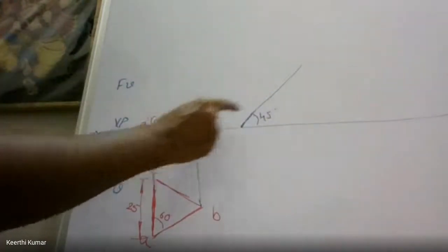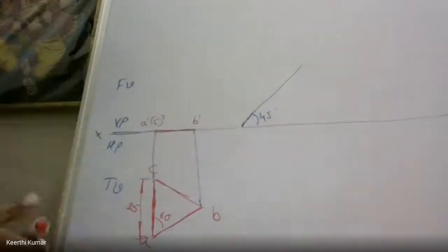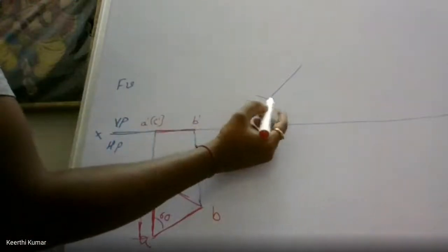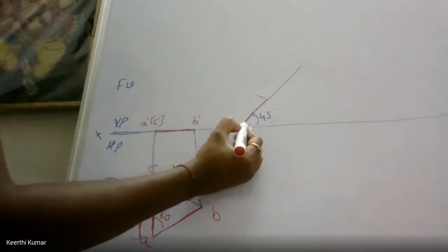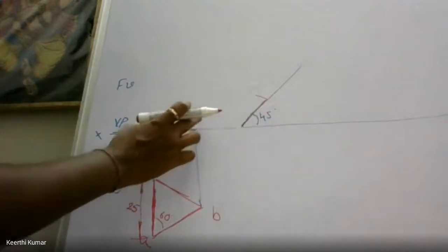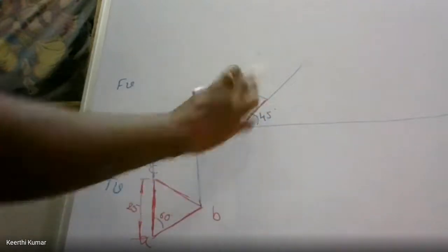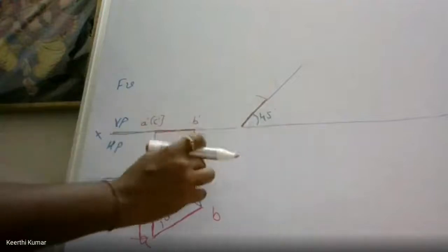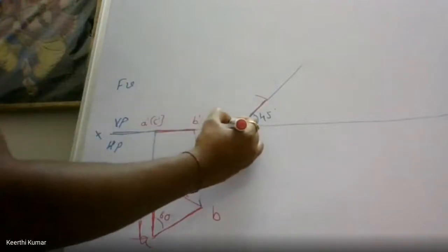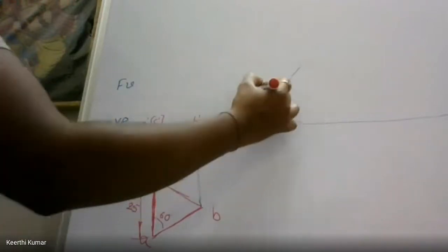So to measure this distance, keeping this as a center, cut an arc. If you cut an arc, the arc will come here. Make this visible. So this is the lamina now. The same lamina, instead of resting horizontally, is resting on HP and tilted at 45 degrees. The name remains the same, A dash, C dash. See, this should be a small letter.